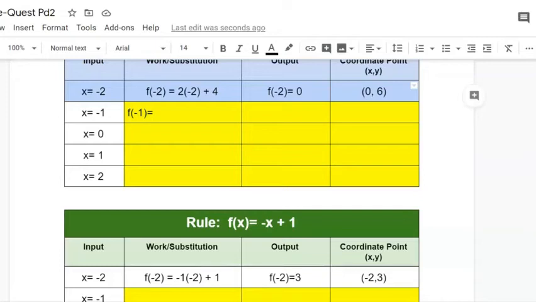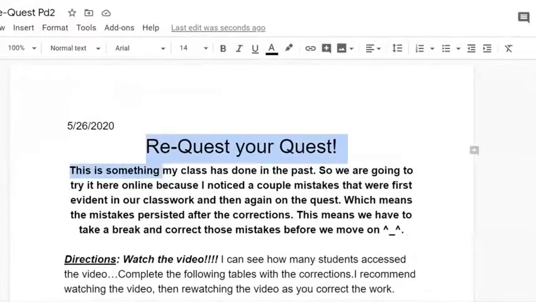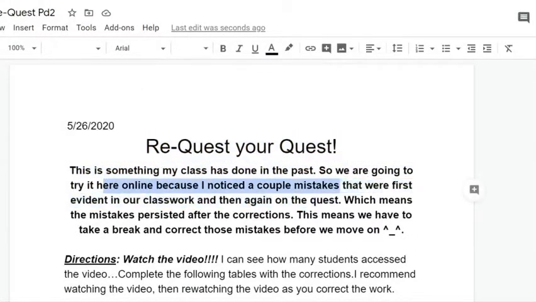Today we're going to be going over what a request is. So I'm just going to read from the top. This is something my class has done in the past, so we are going to try it here online, because I noticed a couple mistakes that were first evident in classwork and then again on the quest, which means the mistakes persisted after the corrections. This means we have to take a break and correct those mistakes before we move on.